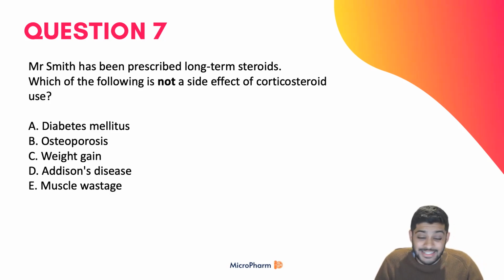In terms of Addison's disease, what is Addison's disease? So it's because of adrenal insufficiency, not having enough cortisol being produced by the glands. So in particular, you will use corticosteroids. So you'd use steroids to treat Addison's disease.